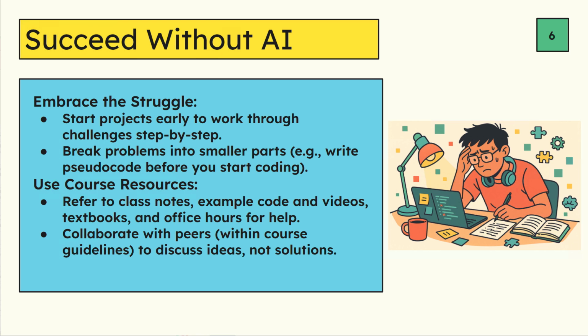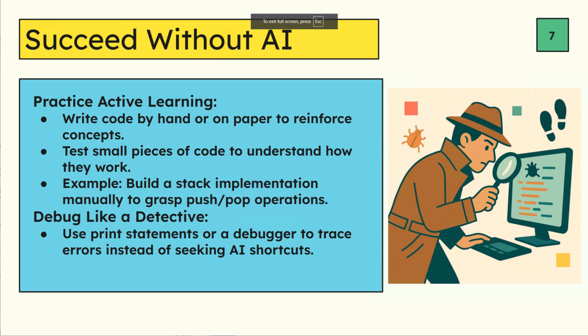The course gives you plenty of resources. Look at notes, example code, and videos. Go to office hours to get help. Collaborate with your peers to discuss ideas, not necessarily solutions though. But again, give yourself time to absorb the material and take the time to work on it. You should practice active learning. Write code by hand or on paper. That helps you absorb those concepts more fully, and it also gives you practice for coding interviews.